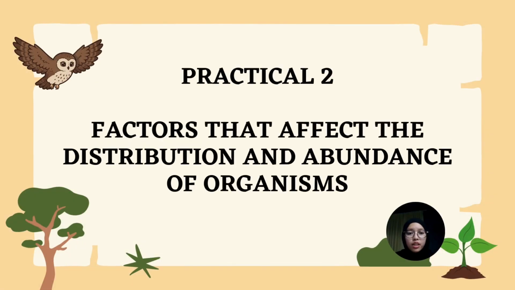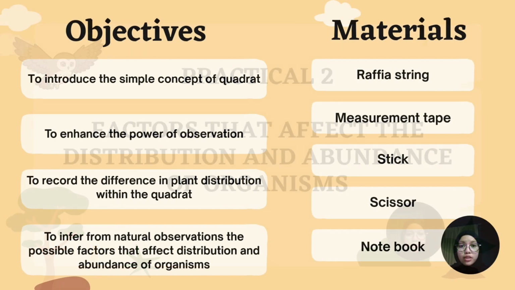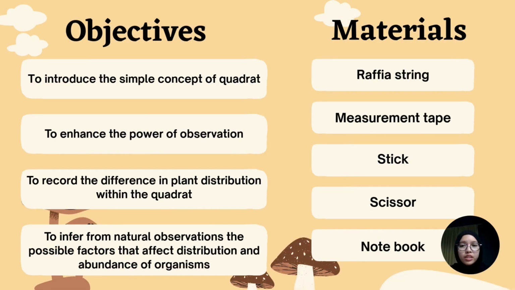So, next, during our second lab, we did practical 2, which is titled Factors that Affect the Distribution and Abundance of Organisms. The objectives in this practical are to introduce the simple concept of quadrat, to enhance the power of observation, to record the difference in plant distribution between the quadrats. Lastly, to infer from natural observations the possible factors that affect distribution and abundance of the organisms.